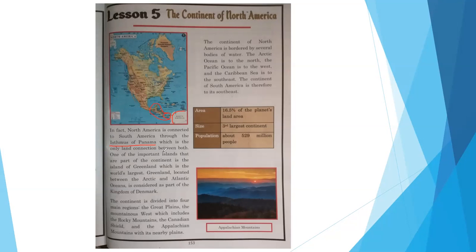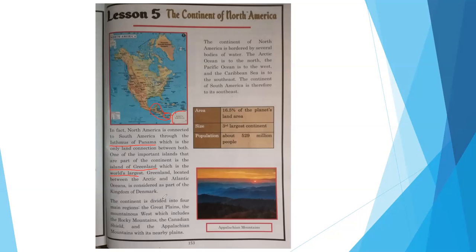One of the most important islands that are part of the continent is the island of Greenland. It is the most important island because Greenland is the world's largest island. Greenland, located between the Arctic and Atlantic Oceans, is considered part of the Kingdom of Denmark.